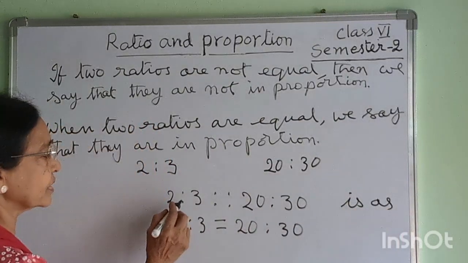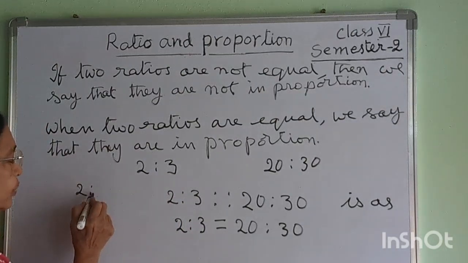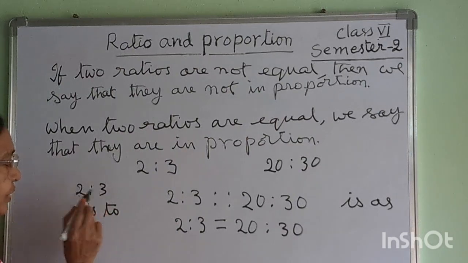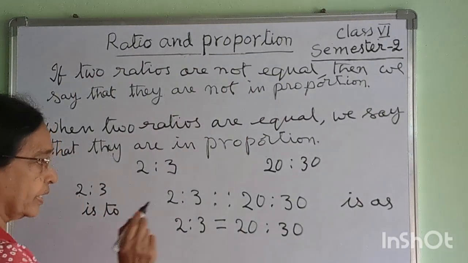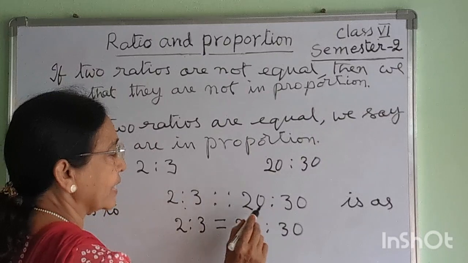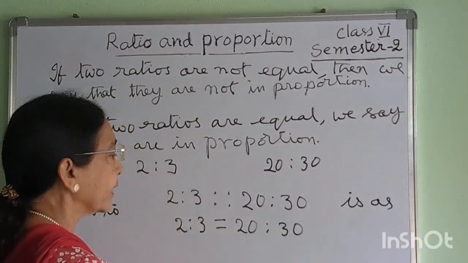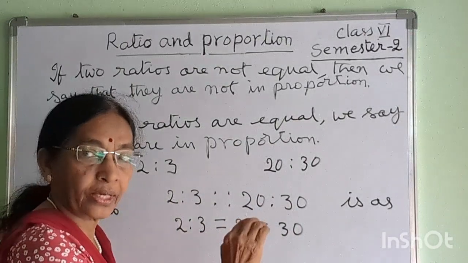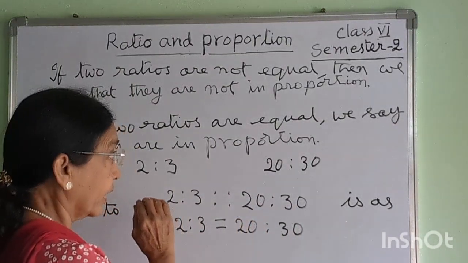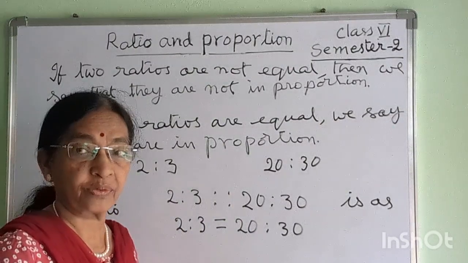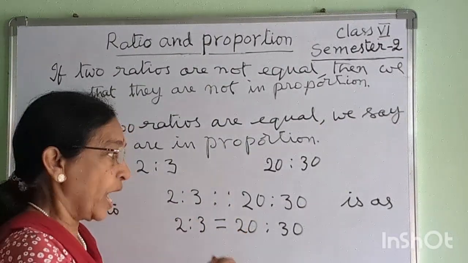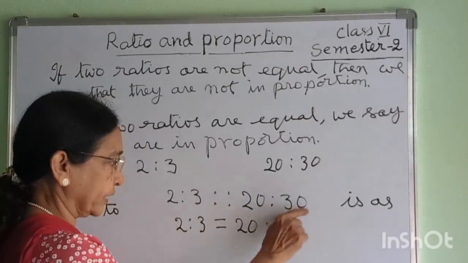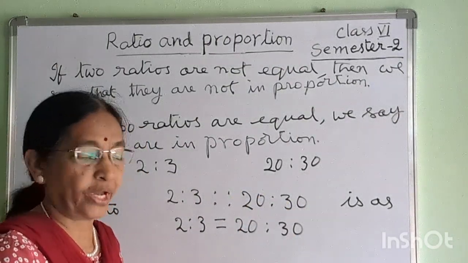And in the ratio, these two dots mean 2:3. Here 2:3 is as 20:30. And the terms 2, 3, 20, 30 taken in order are respective terms. We say that they are respective terms, and we have to take them in order 2, 3, 20, 30. Like that only we have to take.